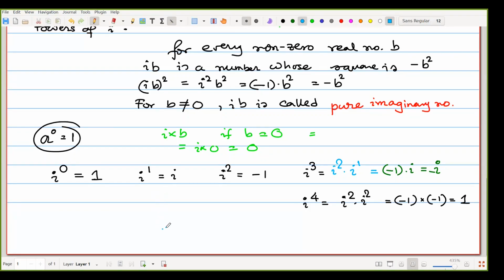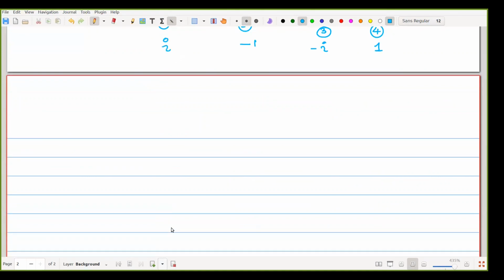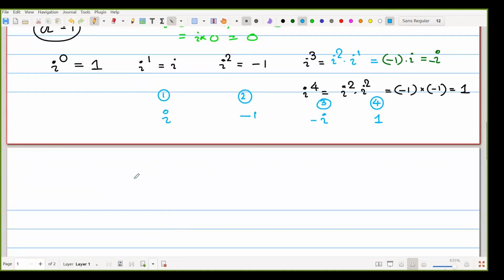Once again, I am writing here something. For the very first one, it was i. For the second one, it was -1. When we have power 3, it is -i. When we have power 4, we have the value as 1. Let's proceed with the next powers, or more powers. So already we have up to i to the power 4.